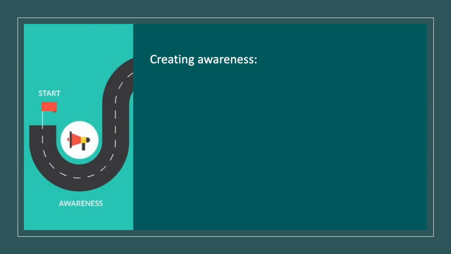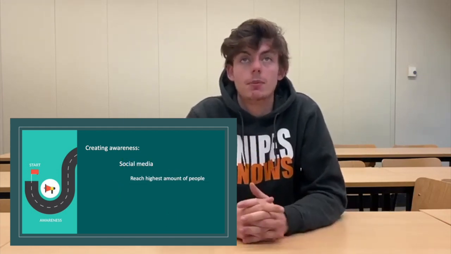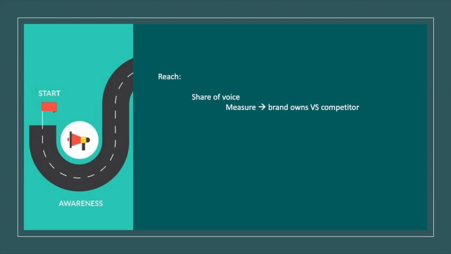There are many different ways to do so. Most effective nowadays is through social media platforms, as these enable us to reach the highest amount of people and target only segments that we need. Reach comprises multiple elements such as share of voice, which is a measure of the market your brand owns in comparison to your competitors. The second element to measure the reach is the click-through rate.